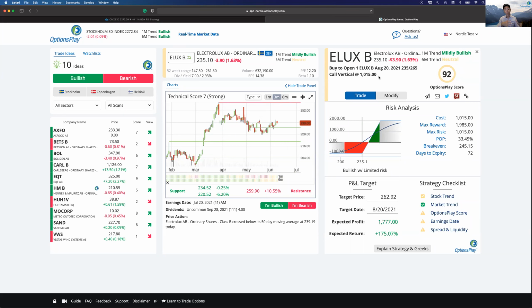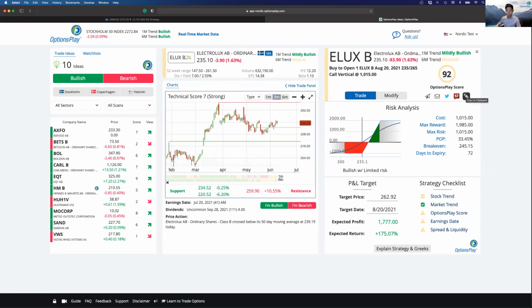It's a strategy that allows you to risk a fairly small percentage of the stock's value, in this particular case 1,015 crowns on a 235 crown stock. So the equivalent of about 4 shares or so will allow you to control 100 shares of the stock. And for 1,015 crowns in risk, I can potentially make 1,985 crowns in potential rewards.